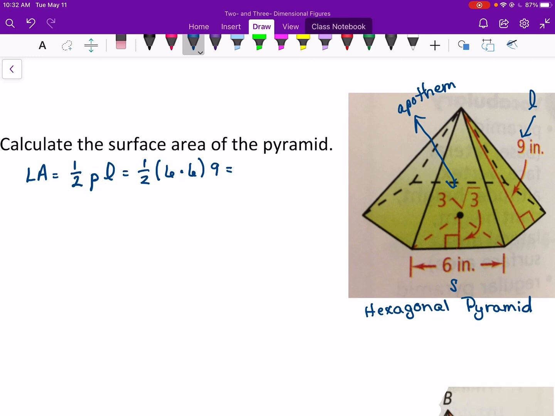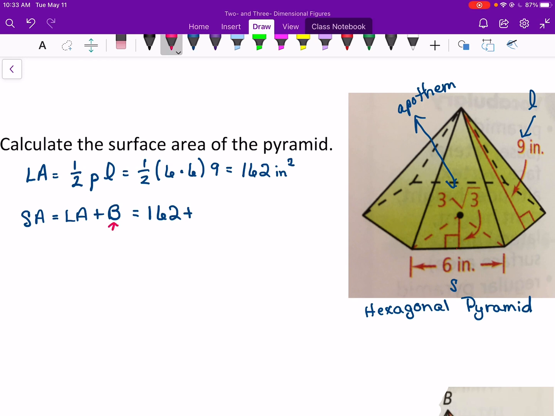Punch it into the calculator. 36 times 9 divided by 2 is 162 inches squared. Surface area. That's our lateral area plus the base. Again, there's only one since it's a pyramid. That is 162 plus. Okay, now you have some work to do.